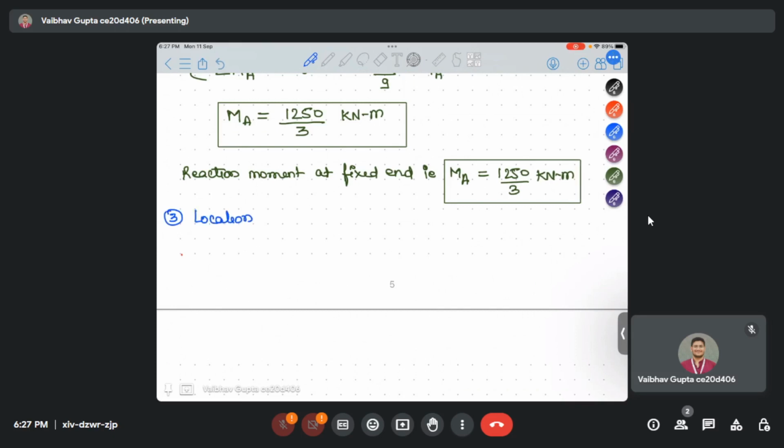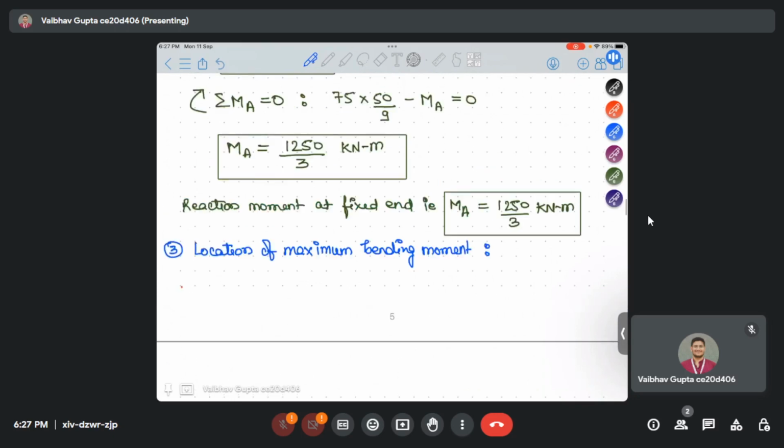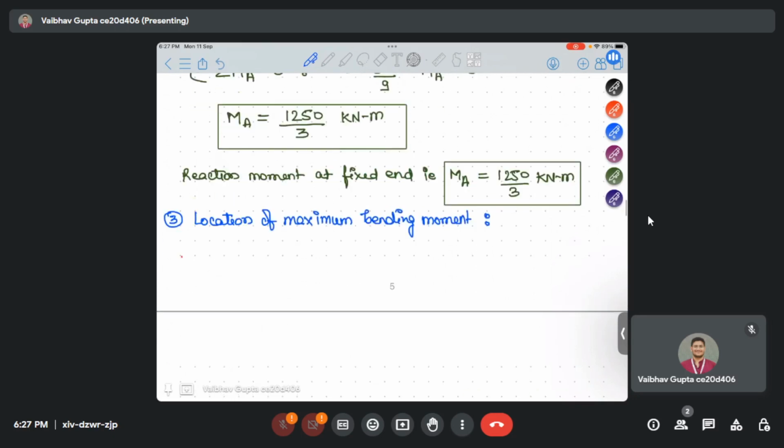Location of maximum bending moment. Okay. So now, before getting to the first, I'll tell you what expression we'll use to get the bending moment equation first.